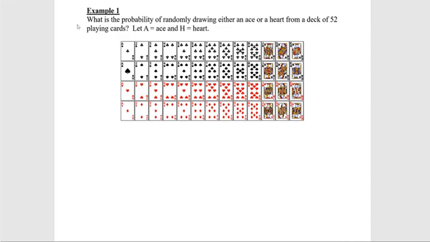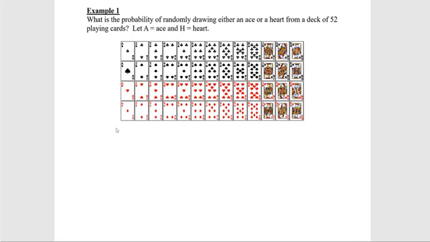In this example, we're asked to find the probability of drawing either an ace or a heart from a deck of 52 playing cards. Here we see the values of the playing cards and the suits. For the suits, we have clubs, spades, hearts, and diamonds. And then for each suit, we have 13 cards, ace through king. The events are defined for you. Here, A is the event that an ace is drawn, and H is the event that a heart is drawn.